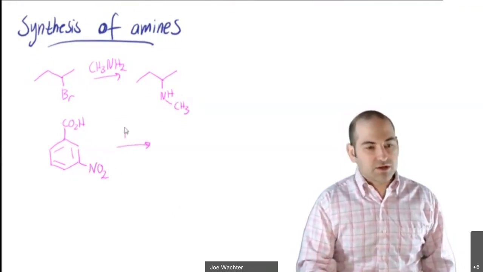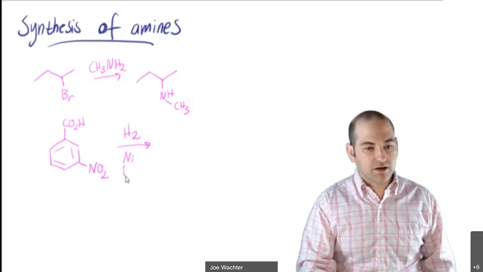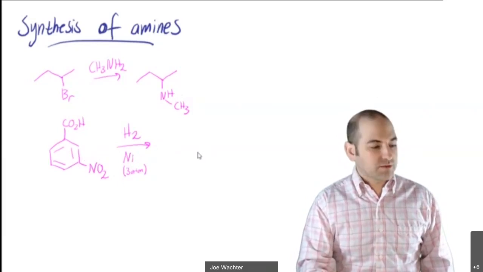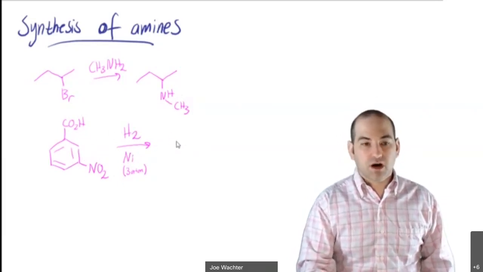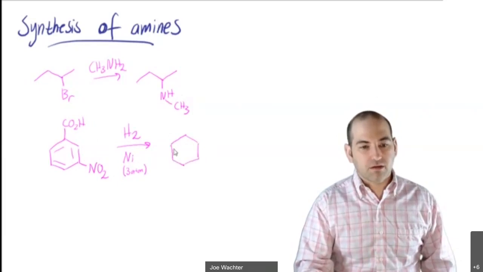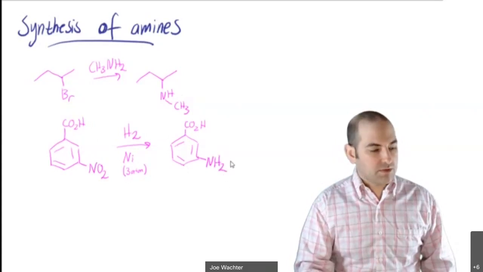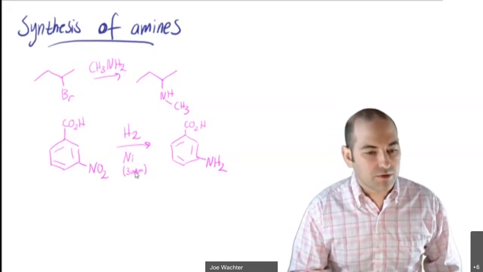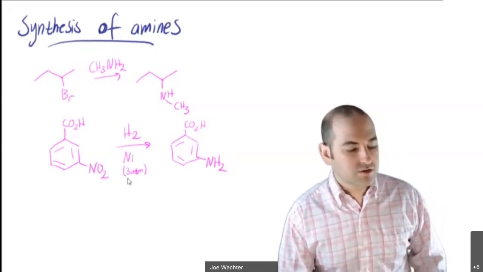And we can reduce this with hydrogen and a metal catalyst under pressure. The book gives specifics for this particular molecule, but the important part is just hydrogen with a metal catalyst. Remember that catalyst won't mess with the benzene too much. It also won't reduce carboxylic acids. And so we can selectively reduce the nitro group to an amine. And the book gives a couple other reagents that can be used for basically the same thing.